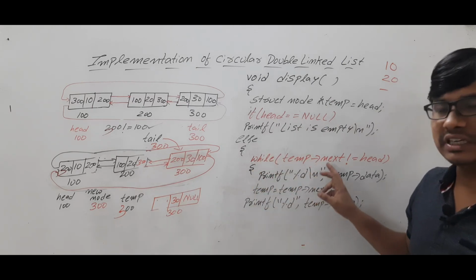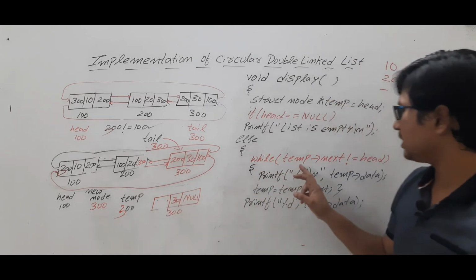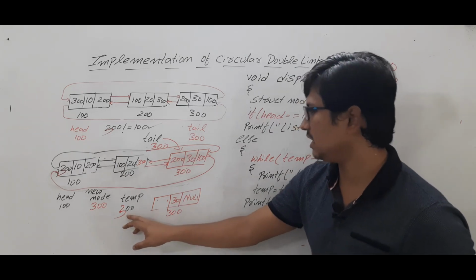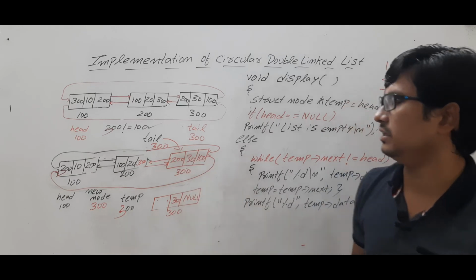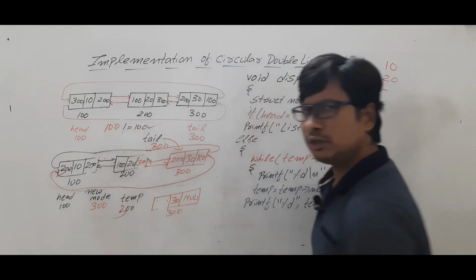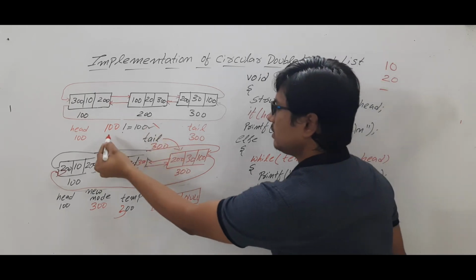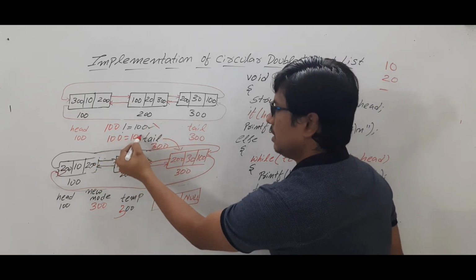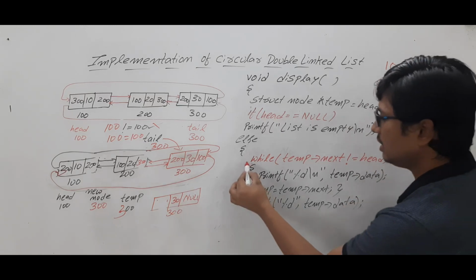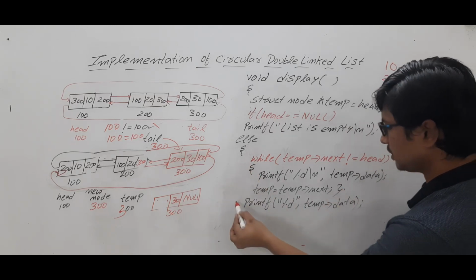Now again you will check the condition. Look at what the condition is: temp of next is not equal to head. Temp is 300. 300 of next is 100. So now you are getting 100. 100 not equal to 100? No. 100 is equal to 100. Am I right? So this condition fails. If this condition fails, it will come out of the while loop. So it will come here.